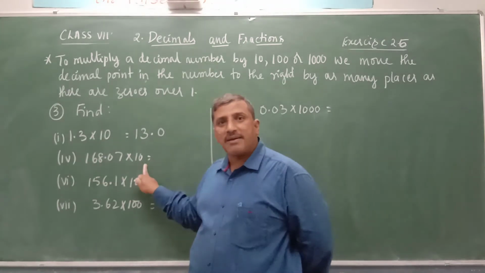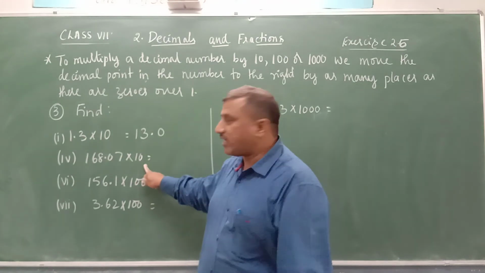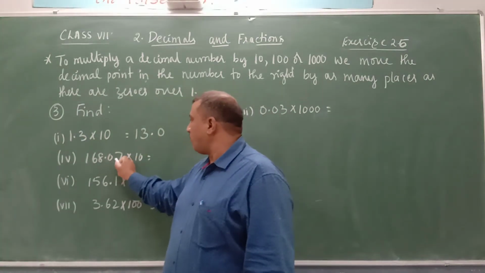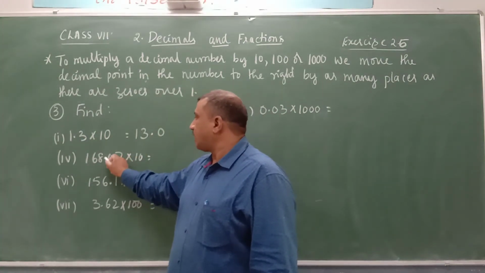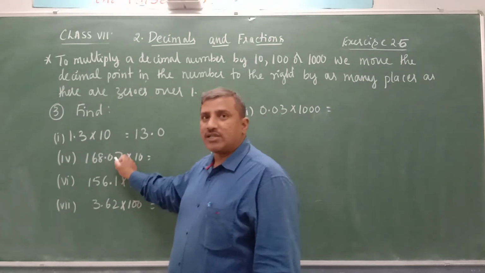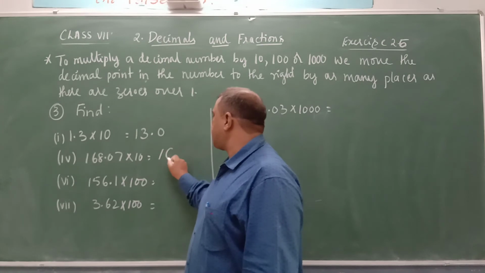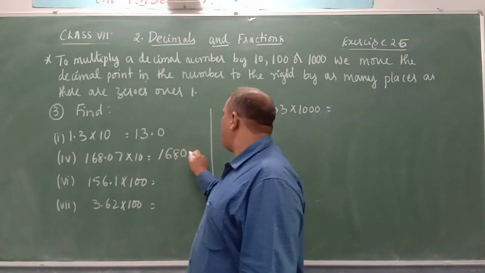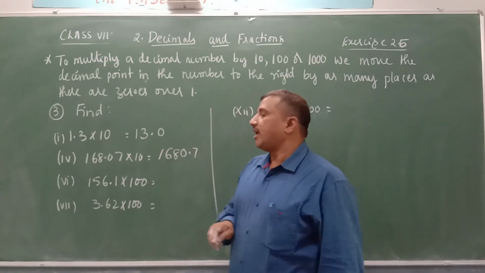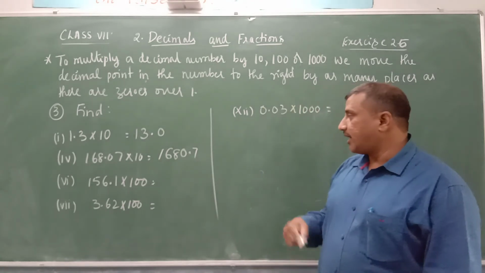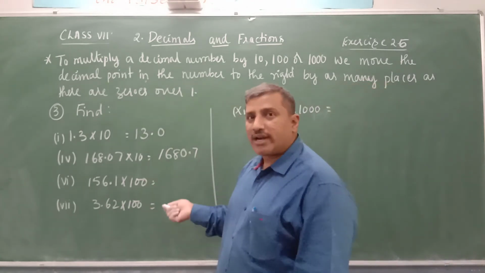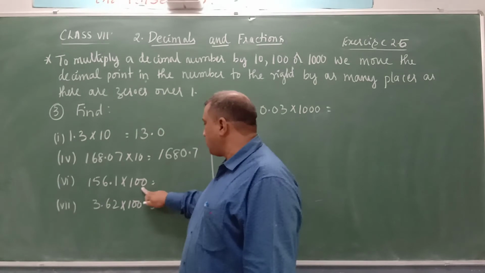Now 168.07 is multiplied by 10. 10 has 1 zero. The decimal point will move one place. Therefore it will come after 0, that is between 0 and 7. That is 1680.7, the product.